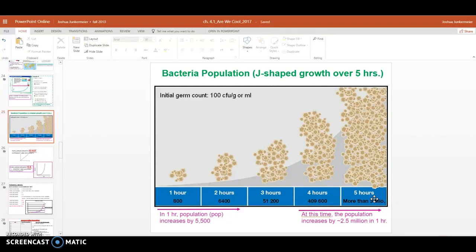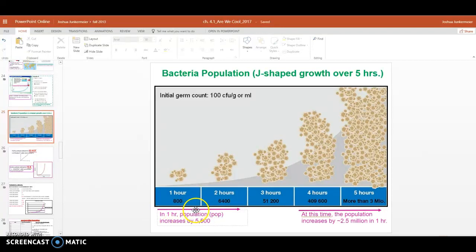Humans do not do this. Bacteria are very good at reproducing and making many of themselves. Look at this. In the beginning, within the first 2 hours, in 1 hour, the population increases by 5,500. But look here. At the 5th hour, the population increases by almost 2.5 million in just 1 hour. In 1 hour, they can increase their population by 2.5 million. But in the beginning, they could only increase their population in 1 hour by 5,500.